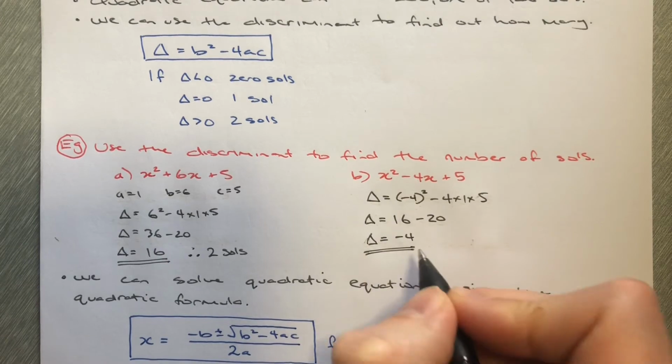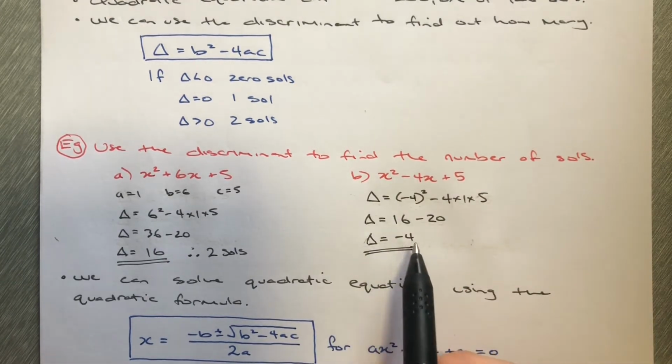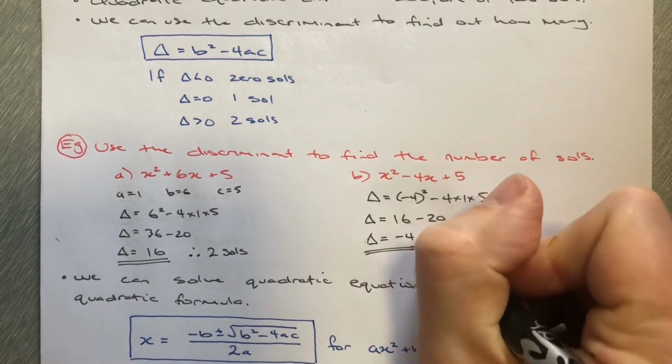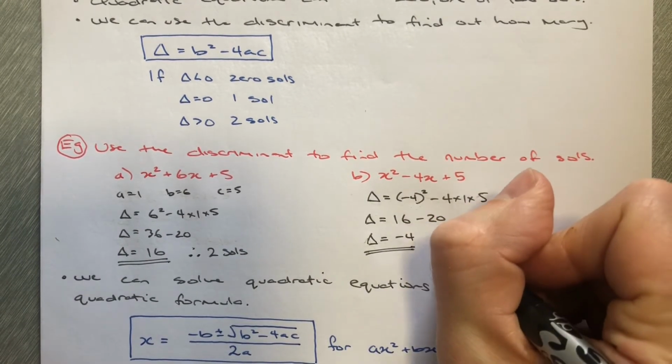Now because the discriminant is equal to minus 4, and if the discriminant is less than 0, there are 0 solutions. So we can say, therefore, there will be 0 solutions.